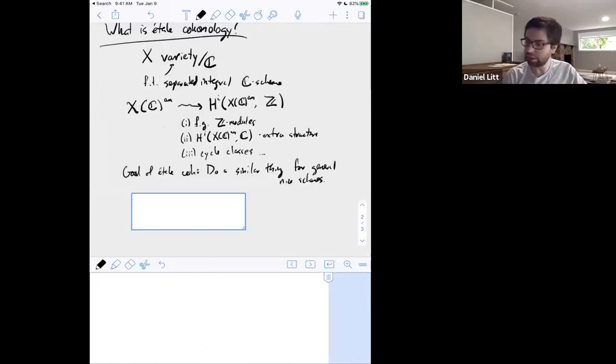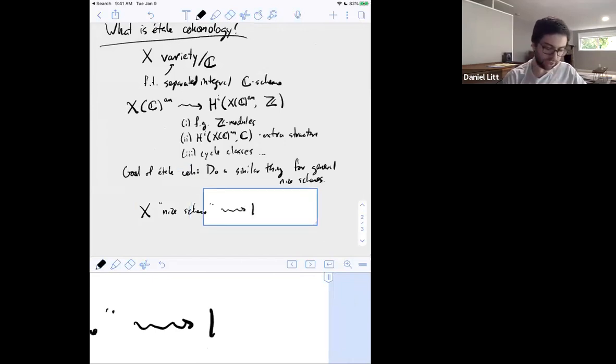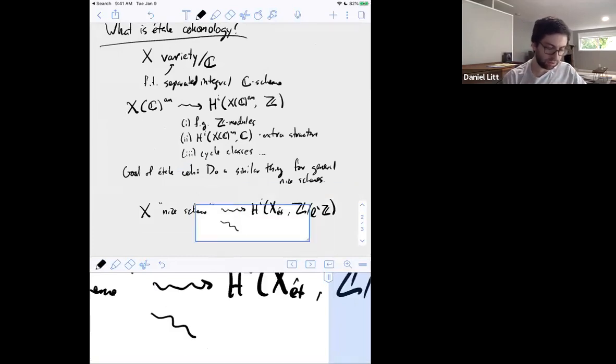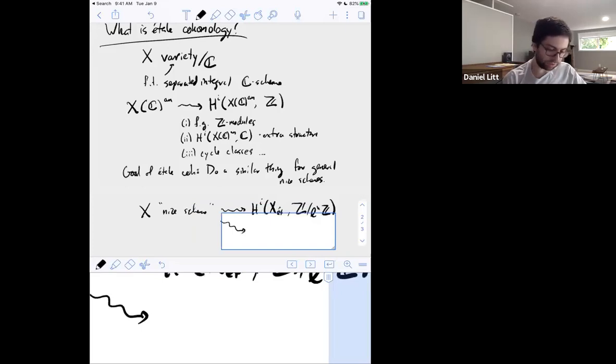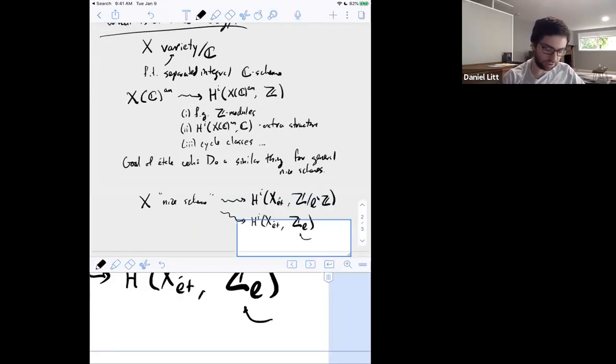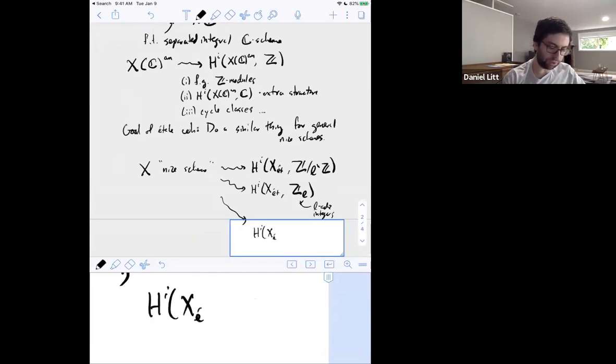But for example, here's the sort of situation. To X a nice scheme, and I'll be more precise about that in a minute, you can associate some groups: H^i of X étale with, for example, Z mod l^n Z coefficients. Taking the inverse limit over all n, you get something which is not quite étale cohomology. It's called l-adic cohomology, and it's a genuinely different object. So you get something with Z_l coefficients, here the l-adic integers. And then finally, you could tensor that with Q, and you get something with Q_l coefficients.